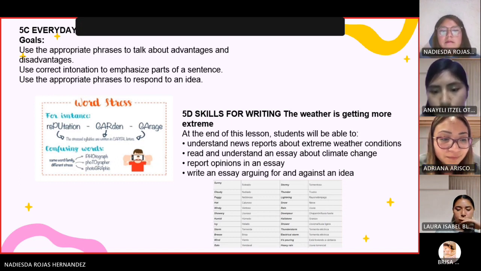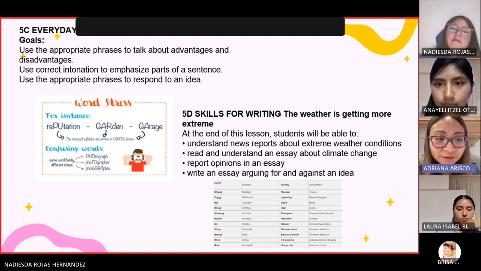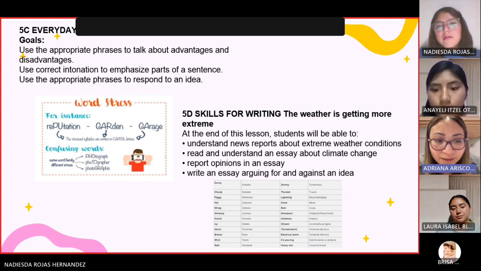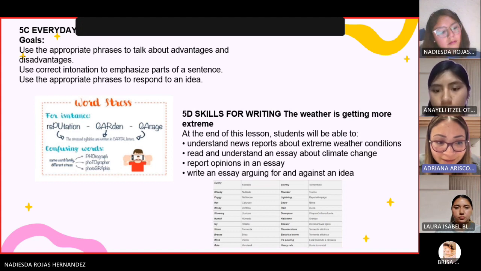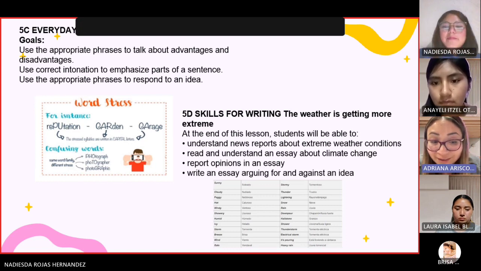5D. Skills for writing, the weather is getting more extreme. At the end of this lesson, students will be able to understand news reports about extreme weather conditions, read and understand an article about climate change, and report opinions in an essay.